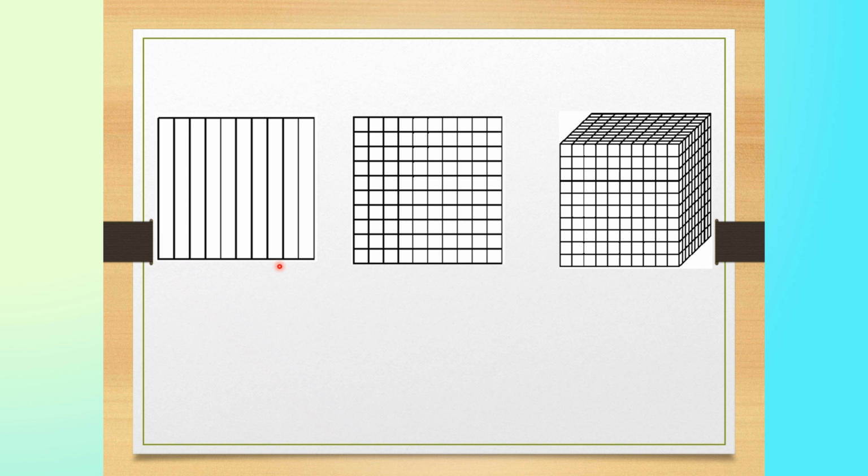We will be using the models called the grid. Look at this grid and tell me what you notice. If you say that this one is divided into 10 parts, and this is divided into 100 parts, and this is divided into 1000 parts, you're 100% correct. This is called the tenth grid, this is the hundredth grid, and this is the thousandth grid.